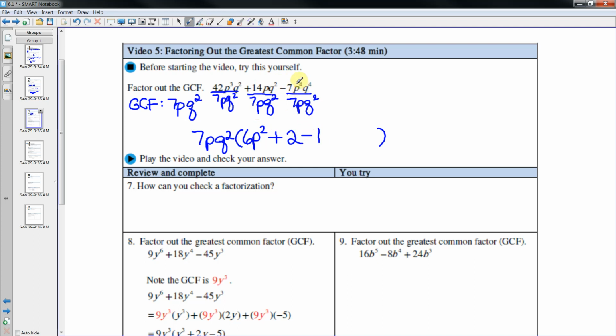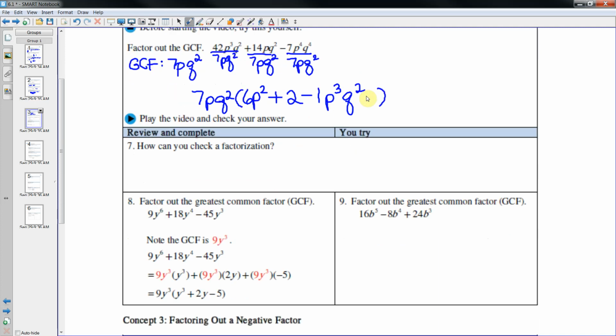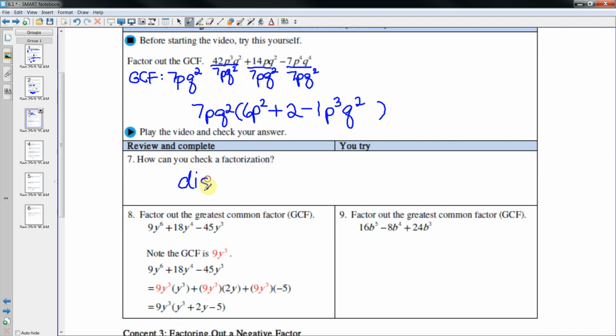Minus 7 divided by 7 is 1. I'll put the 1 there, you don't have to, unless everything else cancels. P to the 4th over p to the 1, 4 minus 1 would be p cubed. Q to the 4th over q squared, 4 minus 2 would be q squared. And there's my answer. So how can you check a factorization? You can distribute and see if you get your original problem.